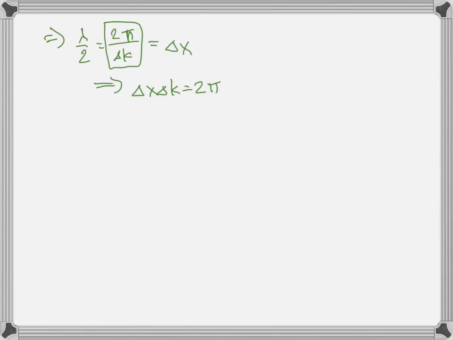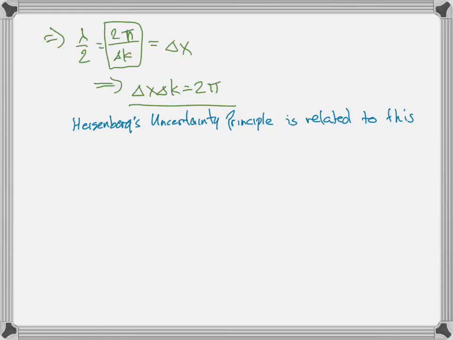which also leads to this relationship here, which might look familiar to you as something similar to what's called Heisenberg's uncertainty principle. Let me come back to Heisenberg's uncertainty principle in a second, but let's just think about what this means as far as localization. This says that delta x is how localized the wave packet is.